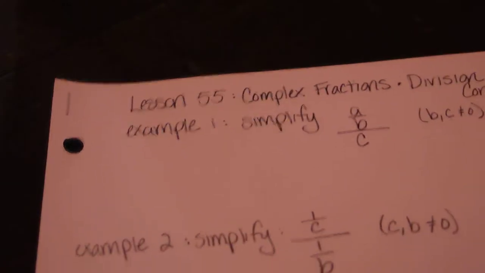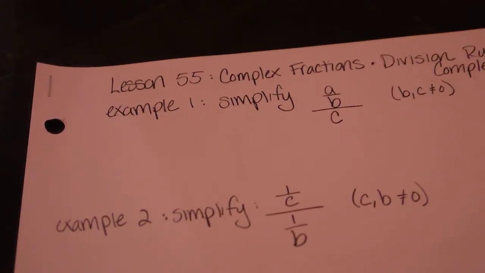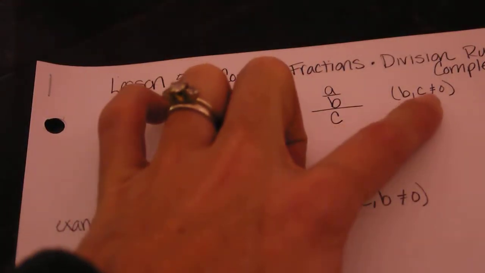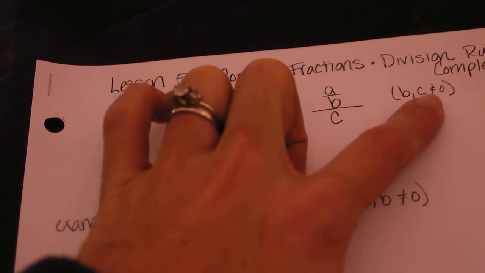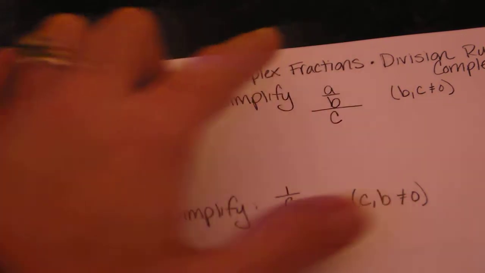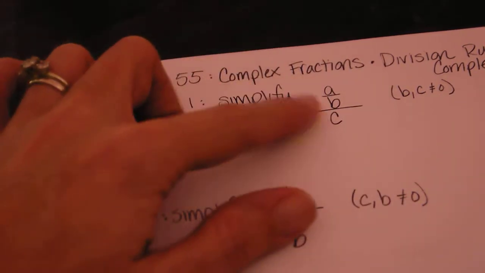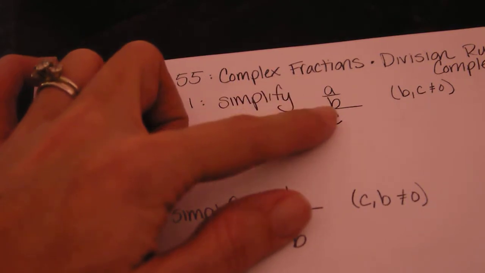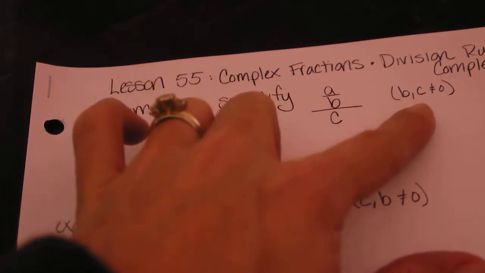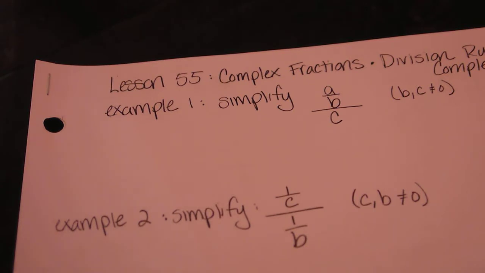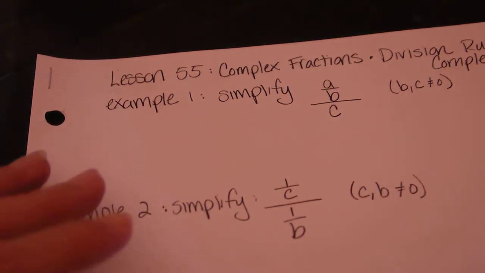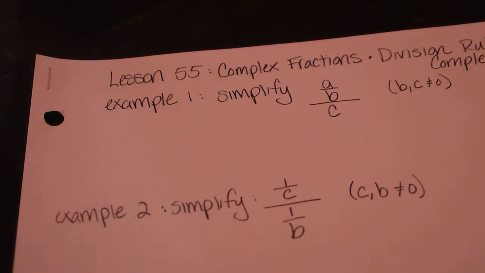So when they say to simplify, the reason they're saying B and C are not 0 is because if they were 0, it's illegal. Remember, you can't divide by 0. So B and C cannot equal 0, or this whole thing is not going to be legit. They're telling us that they're not 0, so that means we're free to move on.